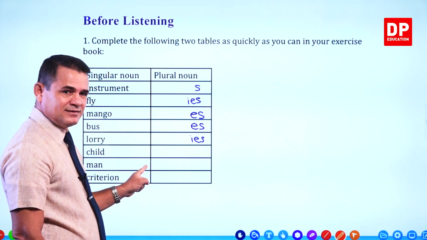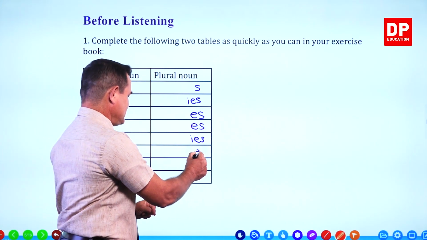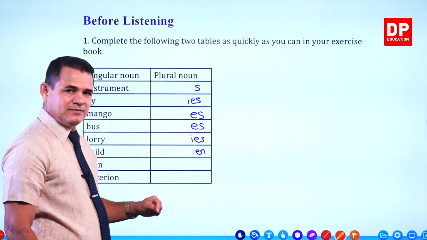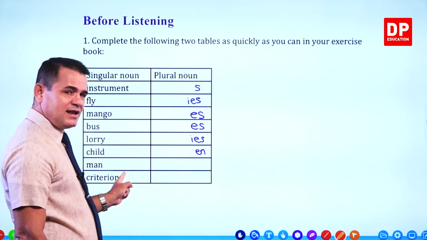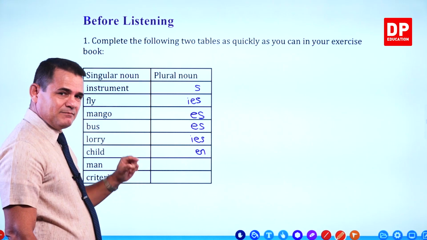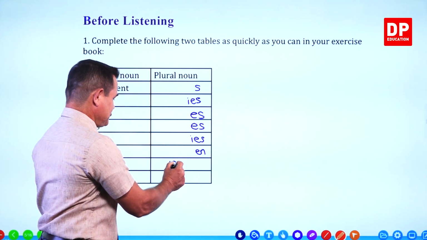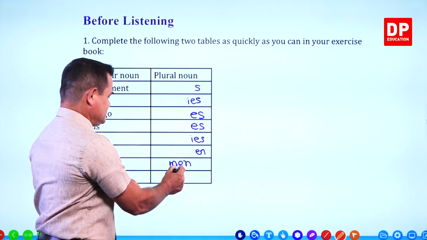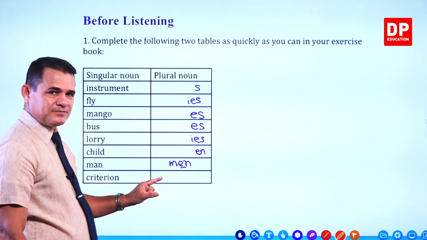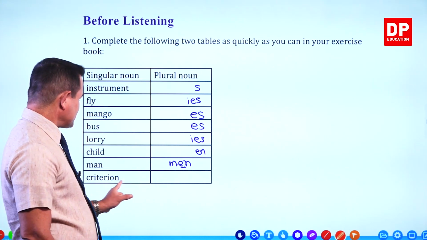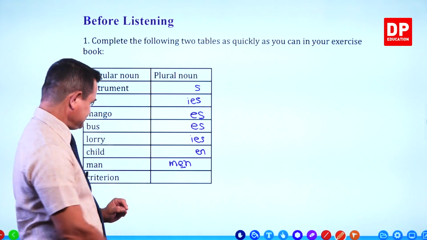Child. Children. Actually not, that is actually en. Child, children. Let's see how this one is, right? Man, they are the middle vowel letter. Man becomes men. This middle letter a becomes e now. And criterion, criteria.